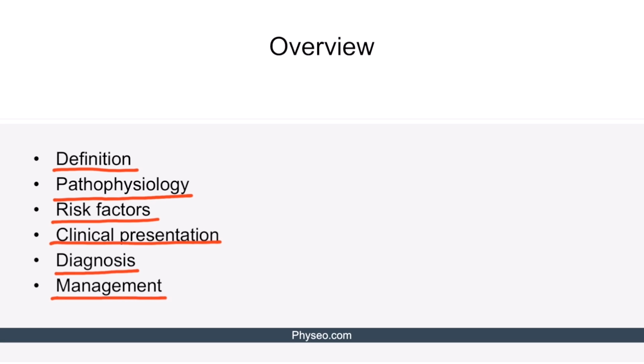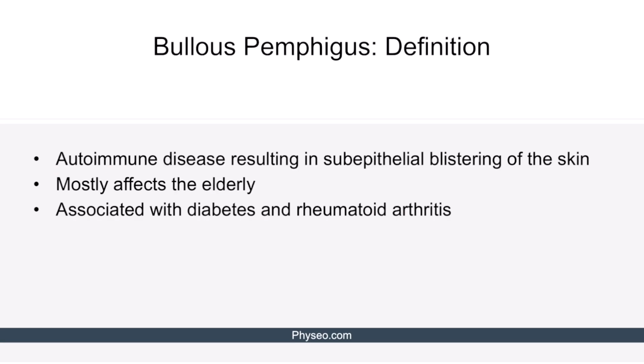Let's discuss bullous pemphigoid first. Let's start with the definition. Bullous pemphigoid is an autoimmune disease caused by antibodies directed against the basement membrane of the skin, resulting in subepithelial blistering of the skin. It mostly affects the elderly and is associated with diabetes and rheumatoid arthritis.